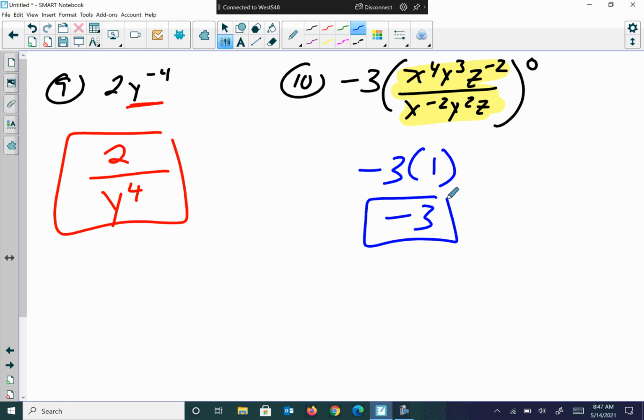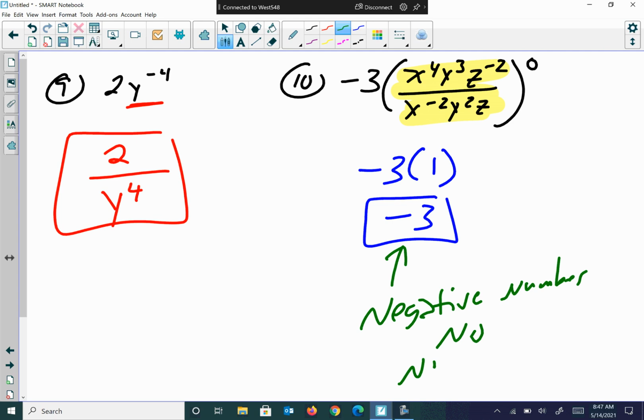Yeah, so watch out for that. You have a base of a number being negative. So just remember, this is a negative number, not a negative exponent. So that's a kind of a key on that one. Can I move on?